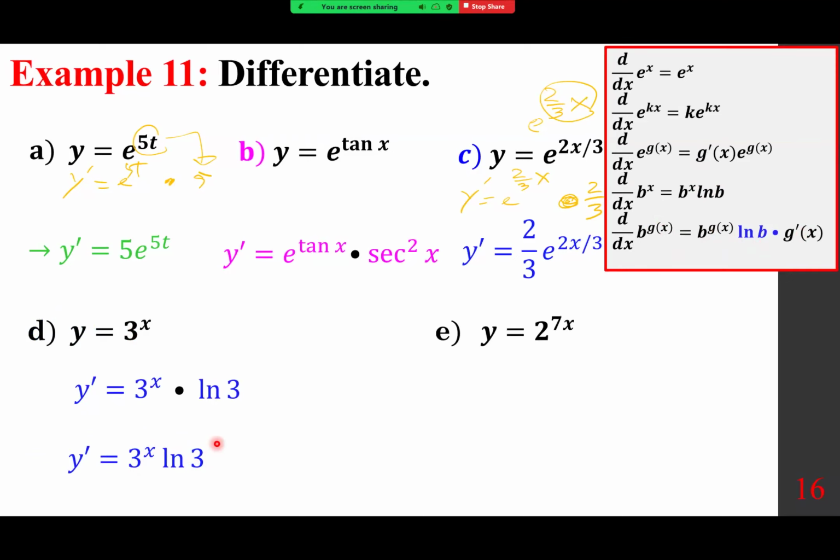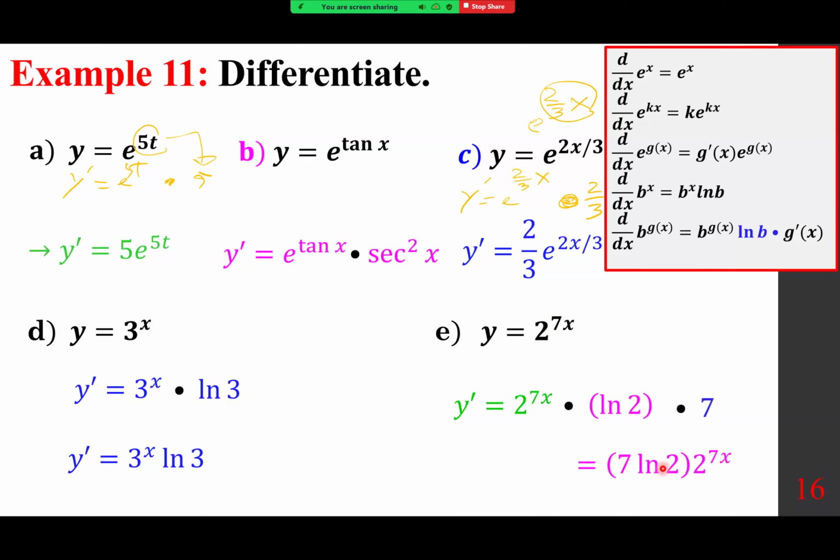Y equals 2 to the power of 7x, the answer is itself. Any exponential, the answer is itself. Is the base e? No. Times ln 2. Is the exponent x? No. It's a function of x times its derivative by the chain rule, times 7. And we just rewrite it.